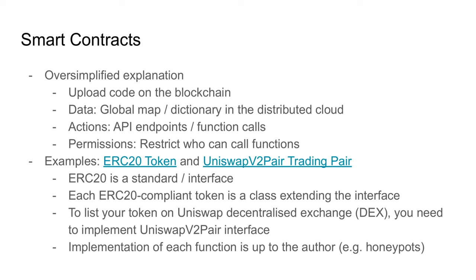One application of it is the ERC20 token. If you want to create your own ERC20 token, your own cryptocurrency that's built on the Ethereum blockchain, what you do is you implement the ERC20 interface. So it's like a Java interface, meaning it lists a certain set of functions that you need to implement in order to call yourself an ERC20 token. So if I come over here and show you the code.